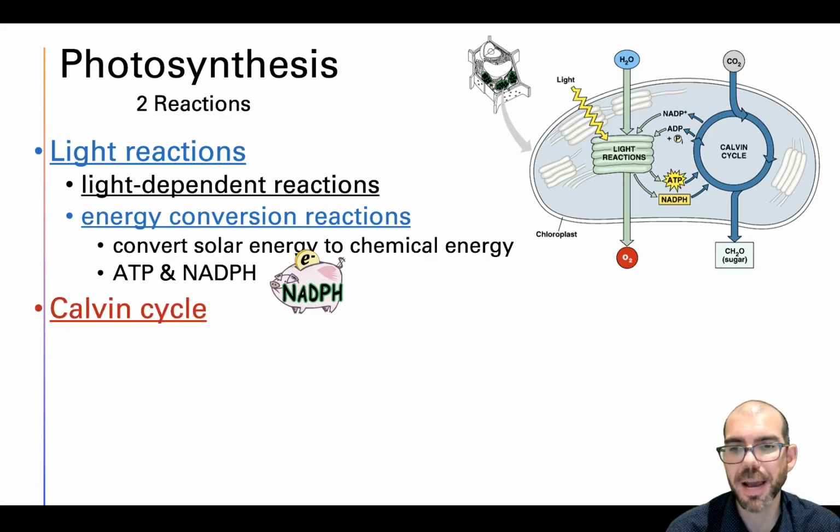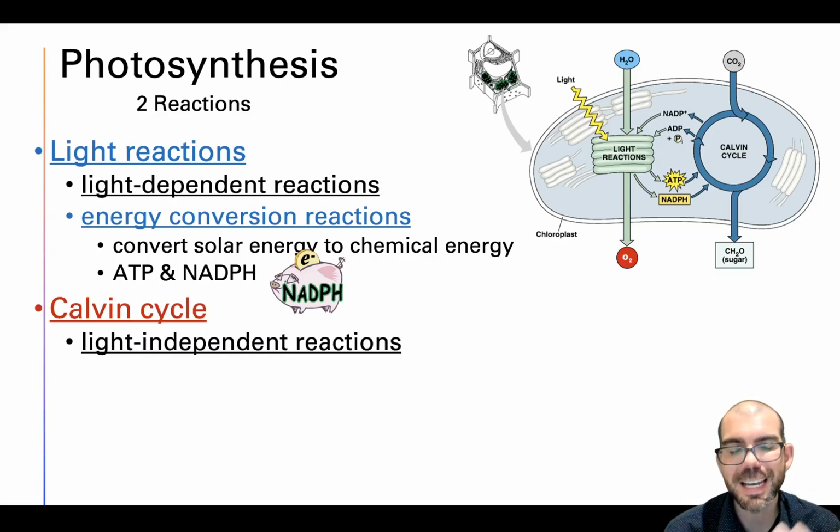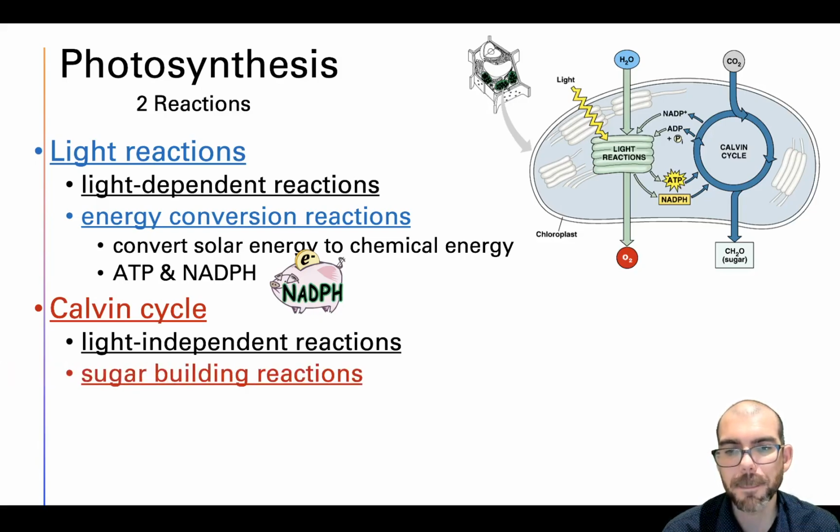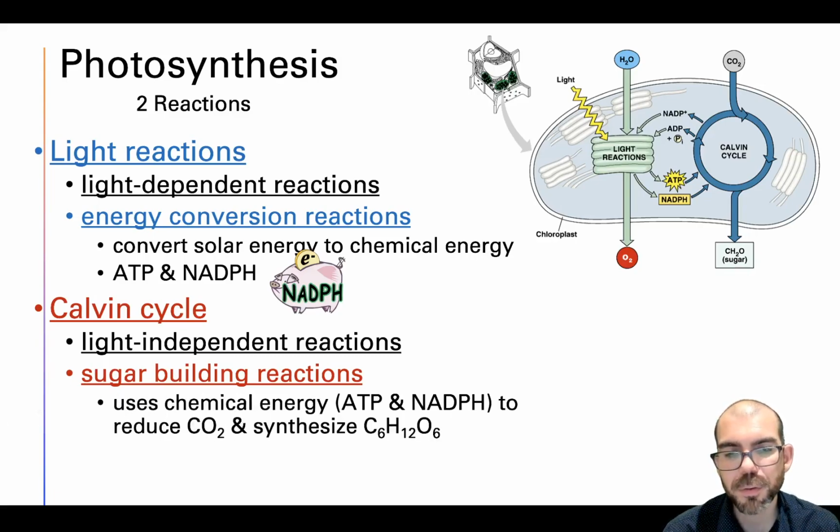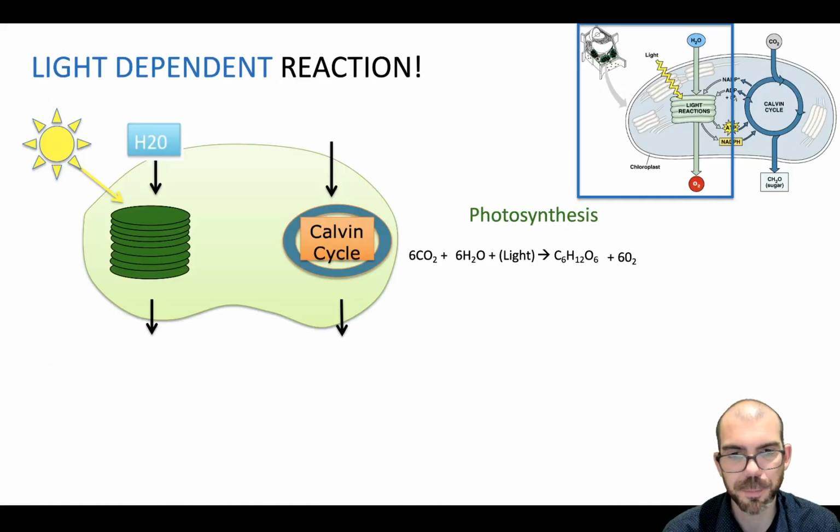The second reaction that happens in photosynthesis is the Calvin cycle, also known as the light-independent reactions. These reactions can occur with or without sunlight. Sunlight is not relevant. It is this reaction where we're going to build sugars. This is where we're going to take carbon from CO2, use that energy that we developed in ATP and NADPH from the light reactions, and synthesize glucose.